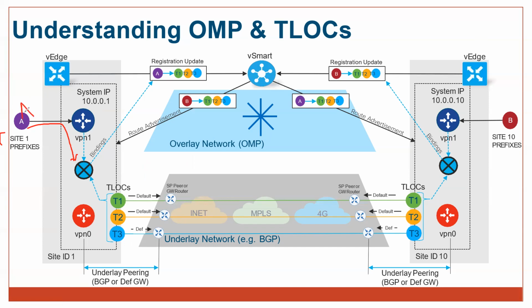A is my source. And where does this A want to reach? A wants to reach somewhere here in B. So A and B want to communicate. At the moment, think that A and B are part of the same site. I'll make this also 10. They are part of the same site, site 10, and they want to reach each other.